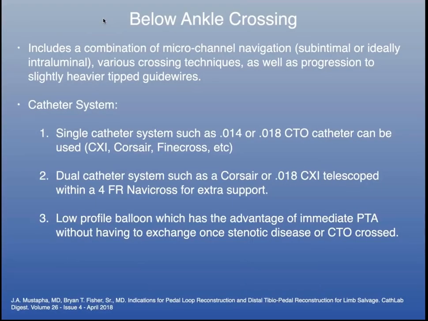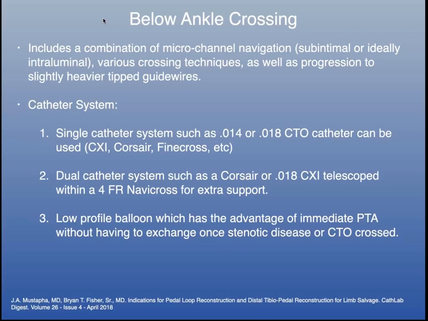So what about below ankle crossing? Well, when you're crossing disease below the ankle, it really includes a combination of multiple techniques in terms of microchannel navigation. You can try to do it subintimal, but ideally you want to be as intraluminal as possible. These are small vessels, they're fragile, you don't have a lot of bailout options. And you'll use really a combination of all the crossing techniques that we talked about. And a lot of times you're using softer wires, because they are fragile vessels.